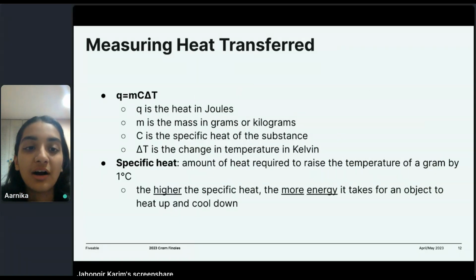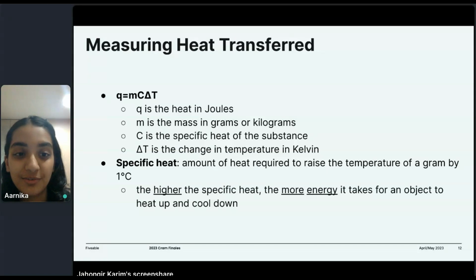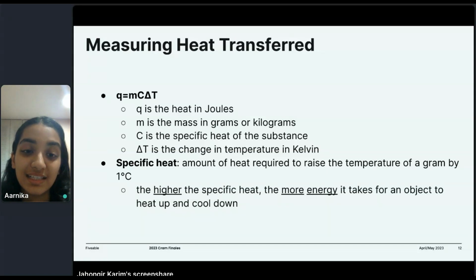Okay, so this is a really important equation to know for AP Chem. It's called Q equals mCΔT. Q is basically the heat in joules, and m is the mass in grams or kilograms, and usually it's in grams for AP Chem. And C is basically the specific heat of the substance.